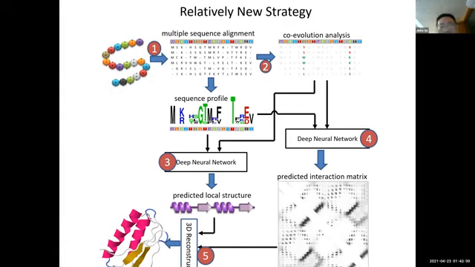So this is a relatively new strategy for template-free modeling, and the key component here is how we can predict the interaction matrix. The local structure is not so important. If you have a good prediction, it will help slightly. But the most important component here is how we can predict the interaction matrix.